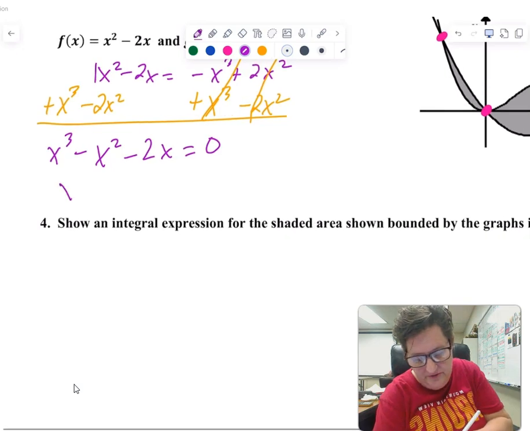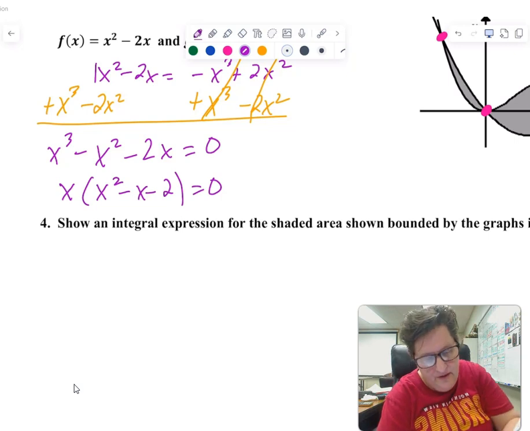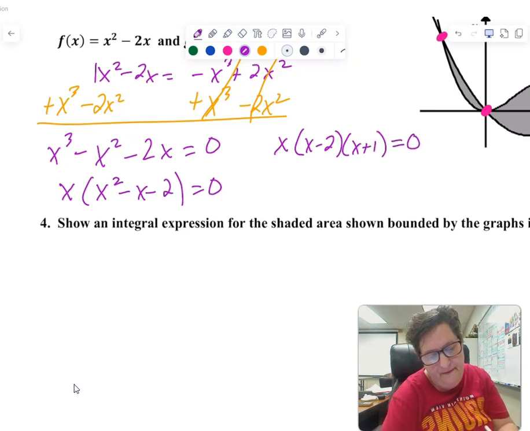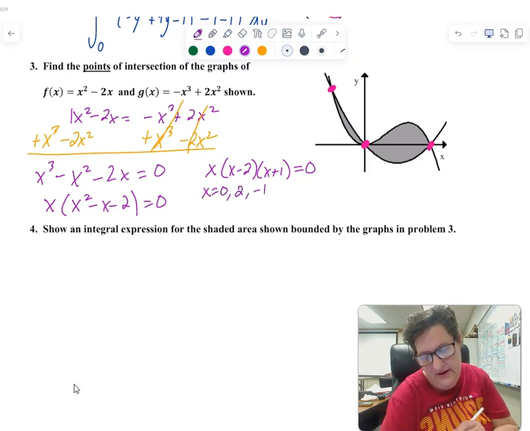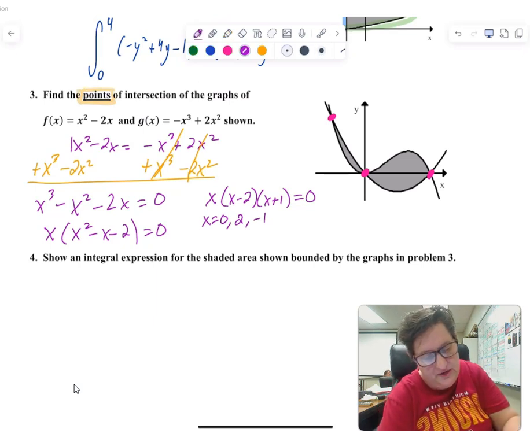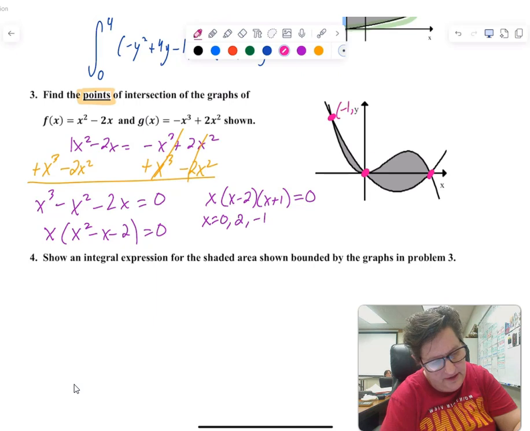Now the first thing I'm going to do to factor is take out an x. Okay, and then I factor out the inside. So I get x times x minus 2 times x plus 1 is 0. And so I end up getting x is 0, 2, negative 1. Now, this did ask me, if you noticed up here, to find the points of intersection, which does mean I have to find the x and the y coordinates. Okay, so clearly the x coordinate is negative 1. Clearly the x coordinate is 0, and then this is 2.